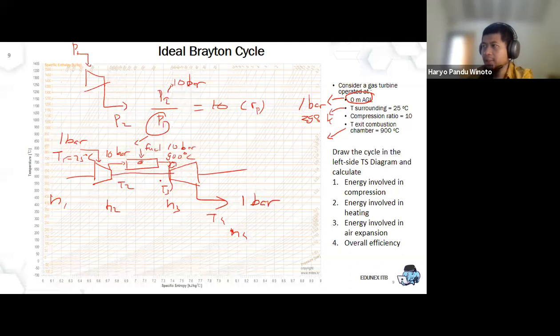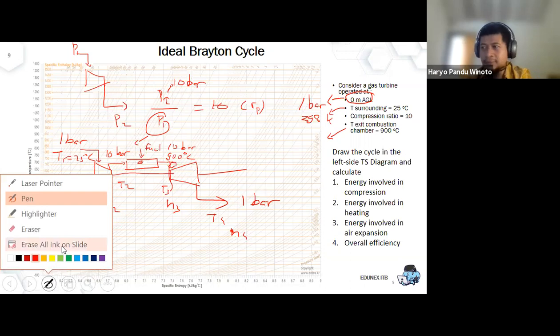Okay, let's go back here. So you know the process of it. You got the idea? Any question up to this point? No, not yet, still good. Okay, now, can I erase this one? Yes, I'm going to erase this one.